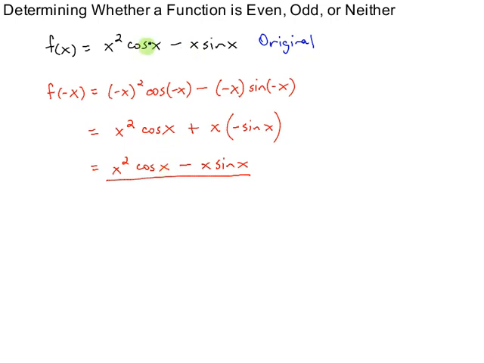Now this equals the original function. And since f of negative x equals the original function, f of x is an even function. Okay?